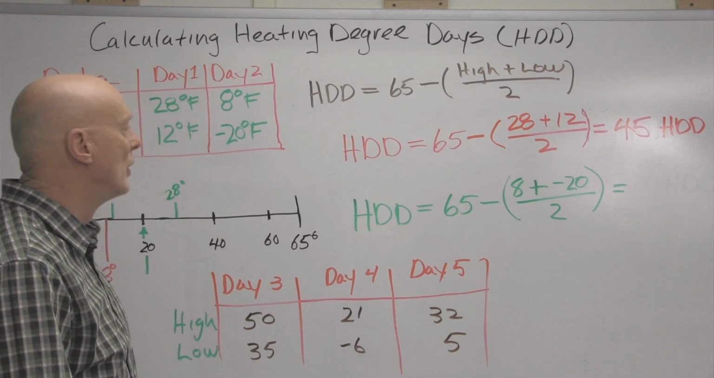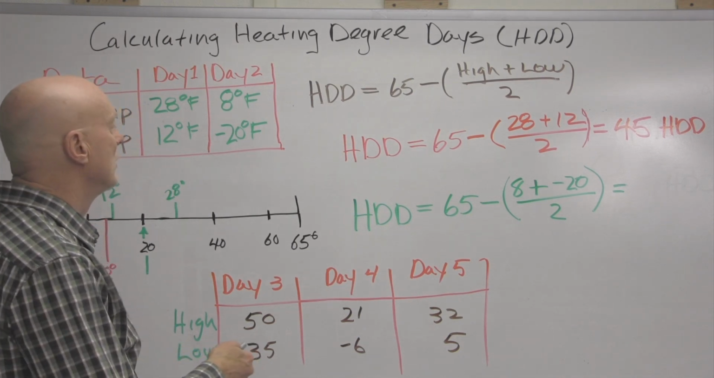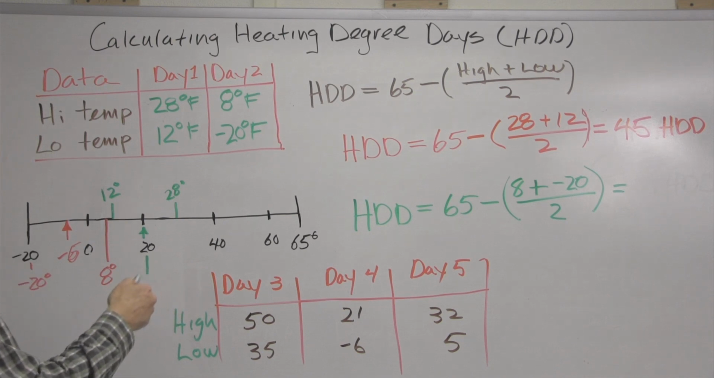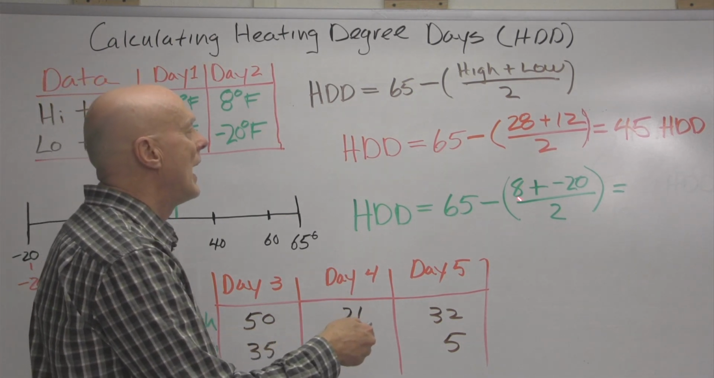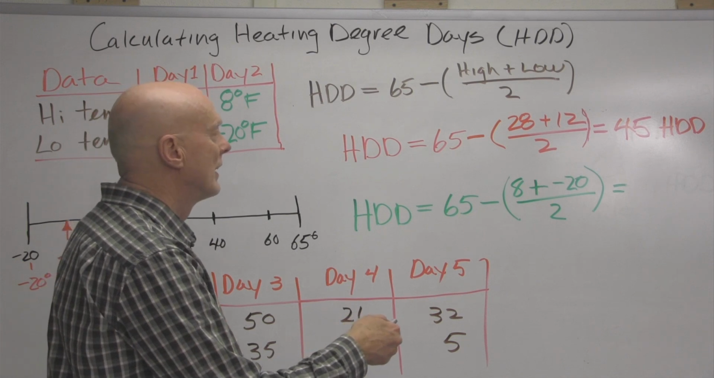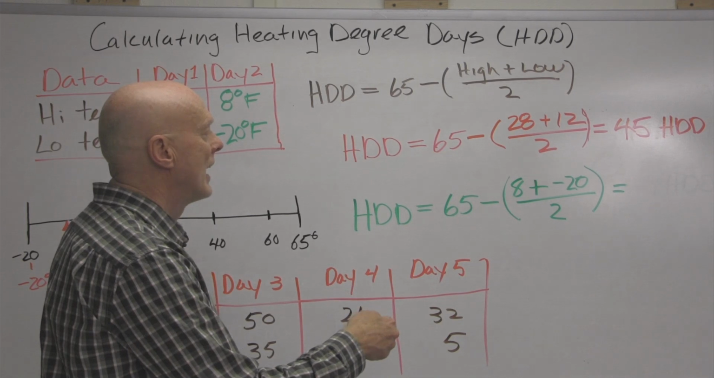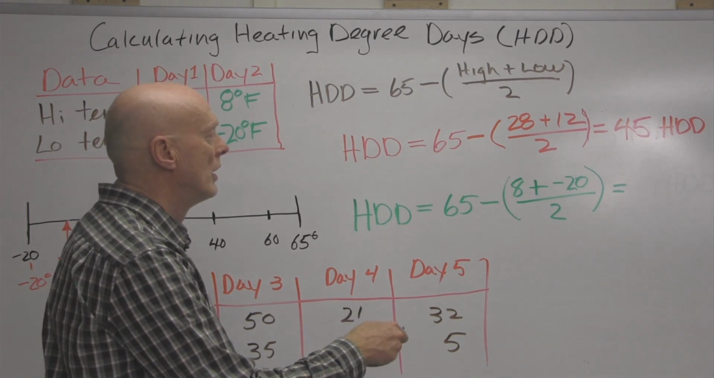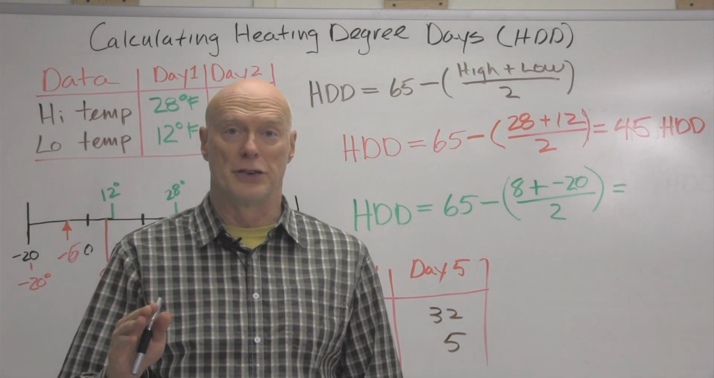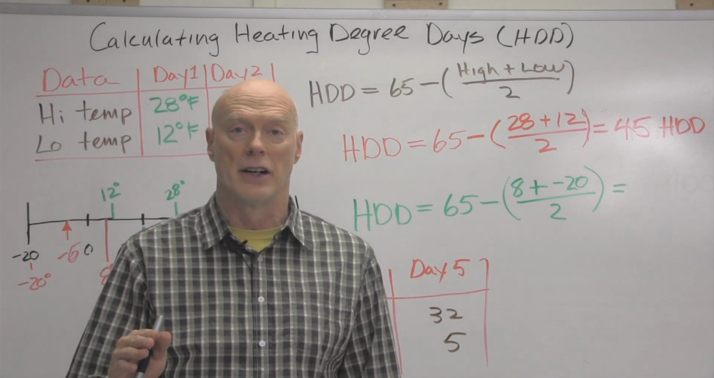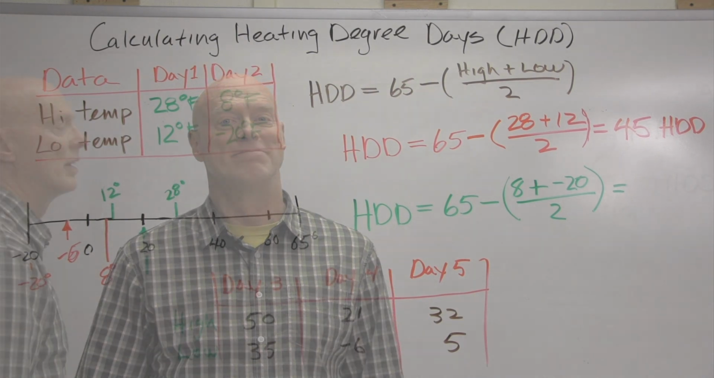All right, we may need to pause and see if we can get through this next problem, which is a little bit more complicated. Heating degree days on this day 2 is 65 minus 8 plus a minus 20, divided by 2. We also have a minus sign here, just to warn you. I'd like you to pause the video, either solve this in your head or use a calculator, and then come back and I'll tell you the answer.